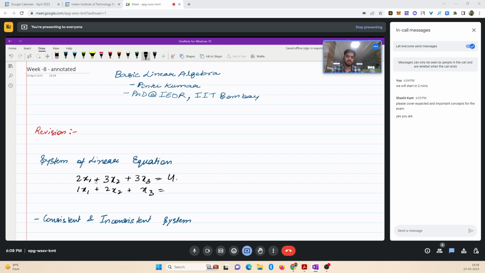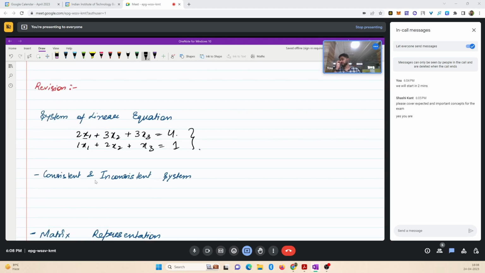Why is it called linear? Because the variable that is appearing has power 1 in it, right? So that's why these kinds of equations are called linear. And when we have more than one such equation, we call it a system of linear equations. Okay.